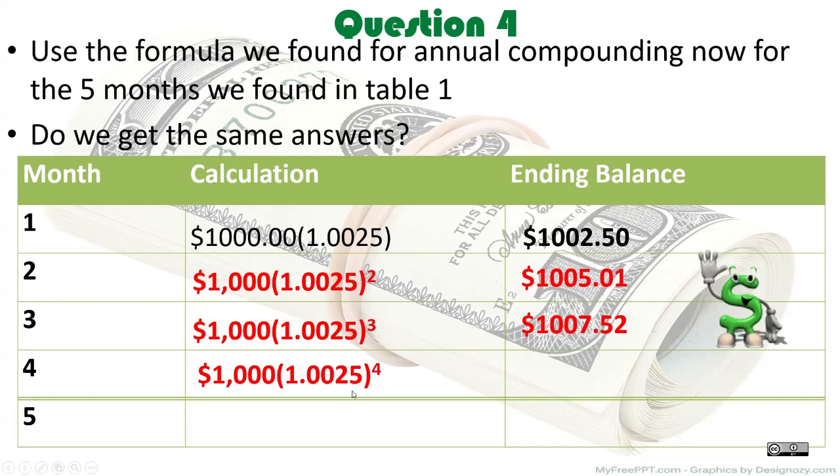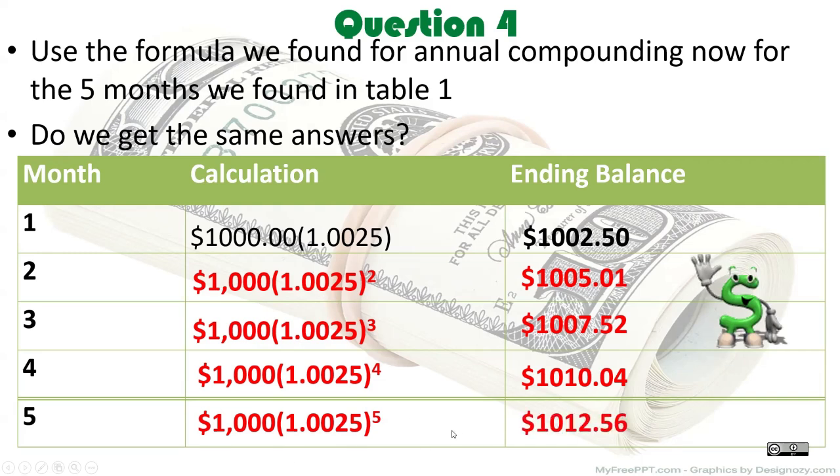For my fourth month, similarly, $1,000 times 1.0025 to the fourth power. And I calculate it, and I get $1,010.04. And finally, for my fifth month, I'll get $1,000 times 1.0025 to the fifth power, and I'll get $1,012.56.